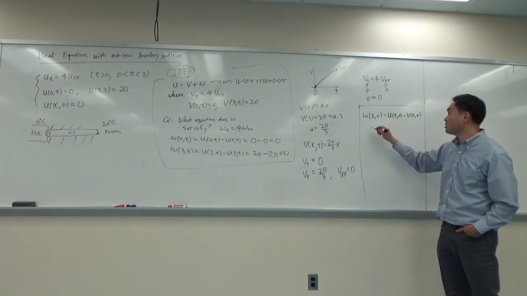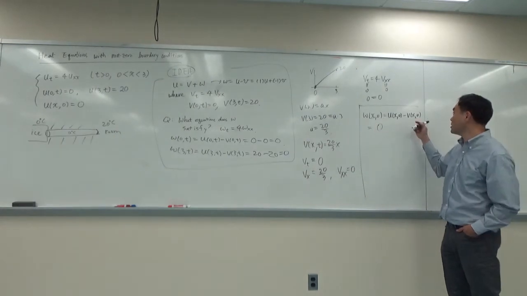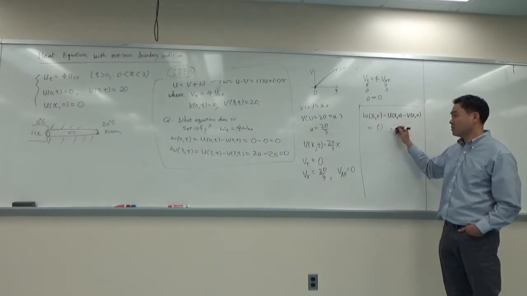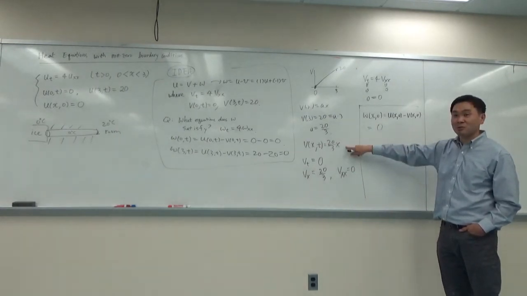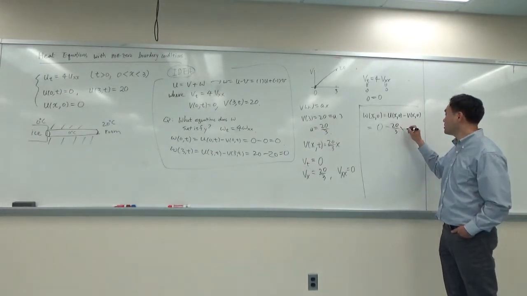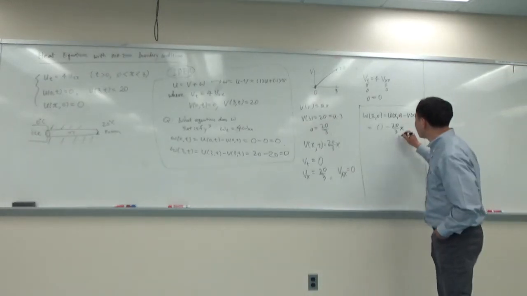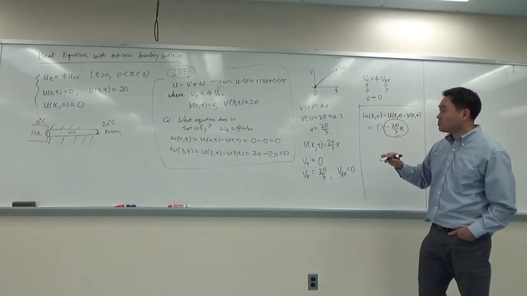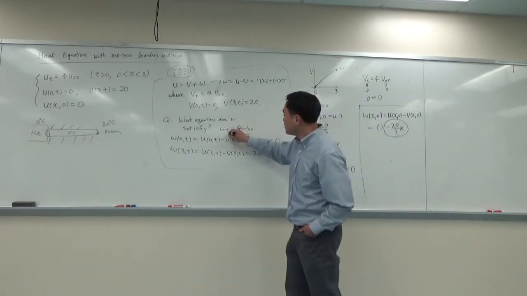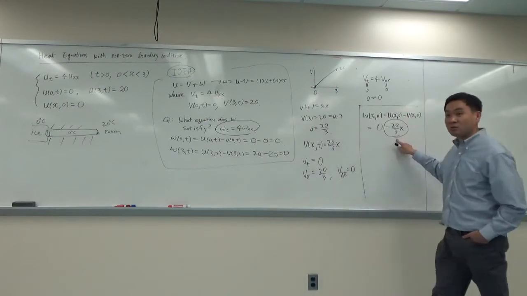But what is U(x,0)? 0. That's what's given there. What's V(x,0)? No, V is this one, right? So what is it? Negative 20 over 3. So we're almost done. So we just have to figure out this one. So I need to solve this heat equation with the two boundary conditions with this initial condition.